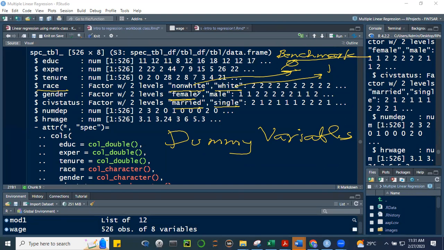Pwede yan. Okay. Question. Si race, dalawang level siya, di ba? White at saka non-white. Therefore, ilang dummy variables yung ma-generate sa kanya? How many dummy variables? Anyone? Okay. 2, Jonas. Thank you, Jonas. Okay. Jonas, minus 1 pa.